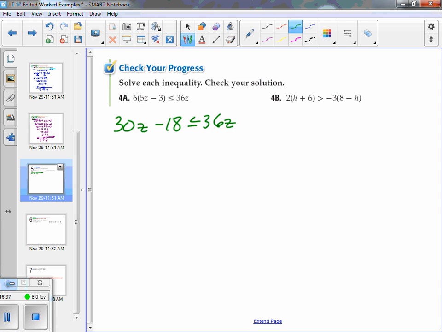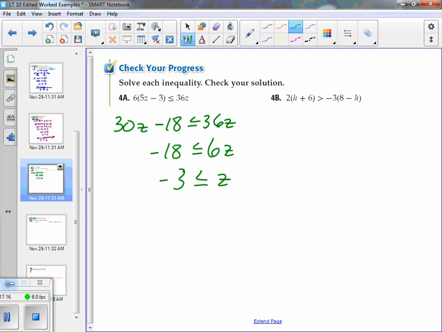By subtracting 30z, which is what I really would rather do, that means at the very end my z is going to be on the right and I'll have to flip the whole thing. We okay with that? Or I could have subtracted 36z, but then let's subtract 30z. And I'll see how this works out. So subtracting 30z, the left side is now negative 18. The right side, 36 minus 30 is 6z. Divide by 6, not negative 6. Divide by 6, I get negative 3 is less than or equal to z.